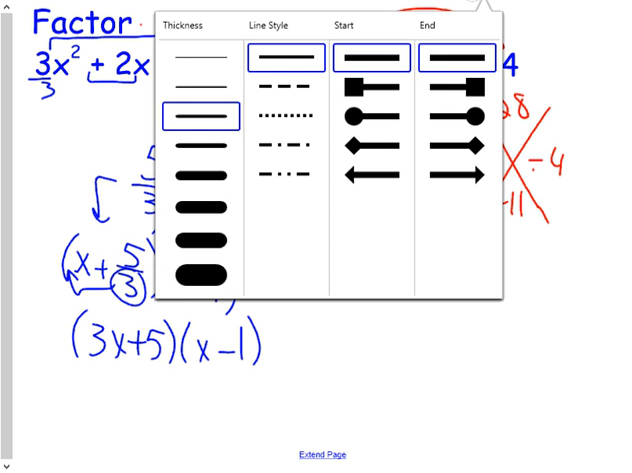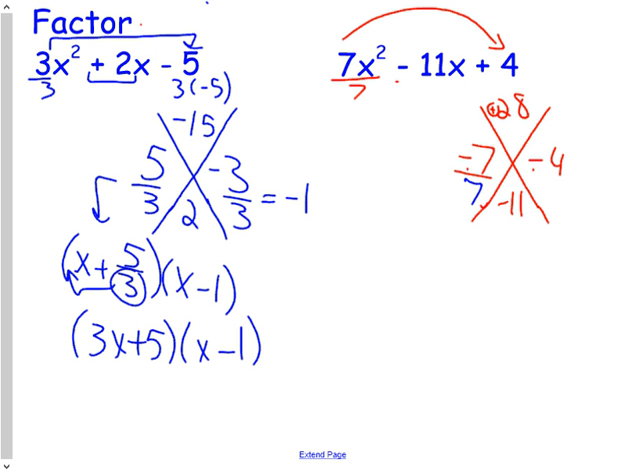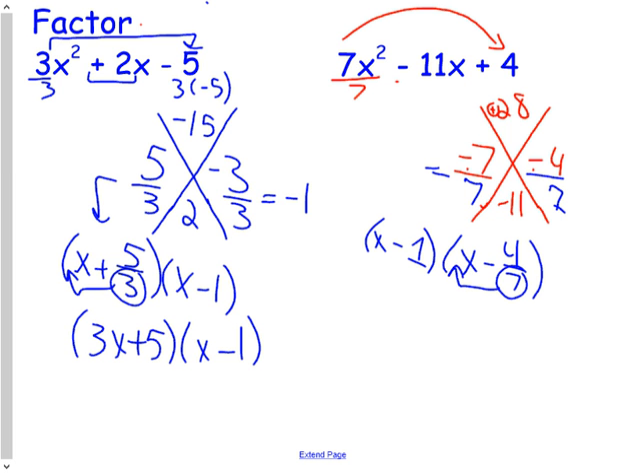So let me change my color for that. Dividing both pieces by 7. 7 over 7 is 1, and we got a negative. So x minus 1 is one. x minus 4/7 is the other. And bringing the bottom up, we're going to get x minus 1 times 7x minus 4. Order, again, doesn't matter. Sometimes my x minus 1 will be in front. Maybe you get 7x minus 4 in front, x minus 1 in back.